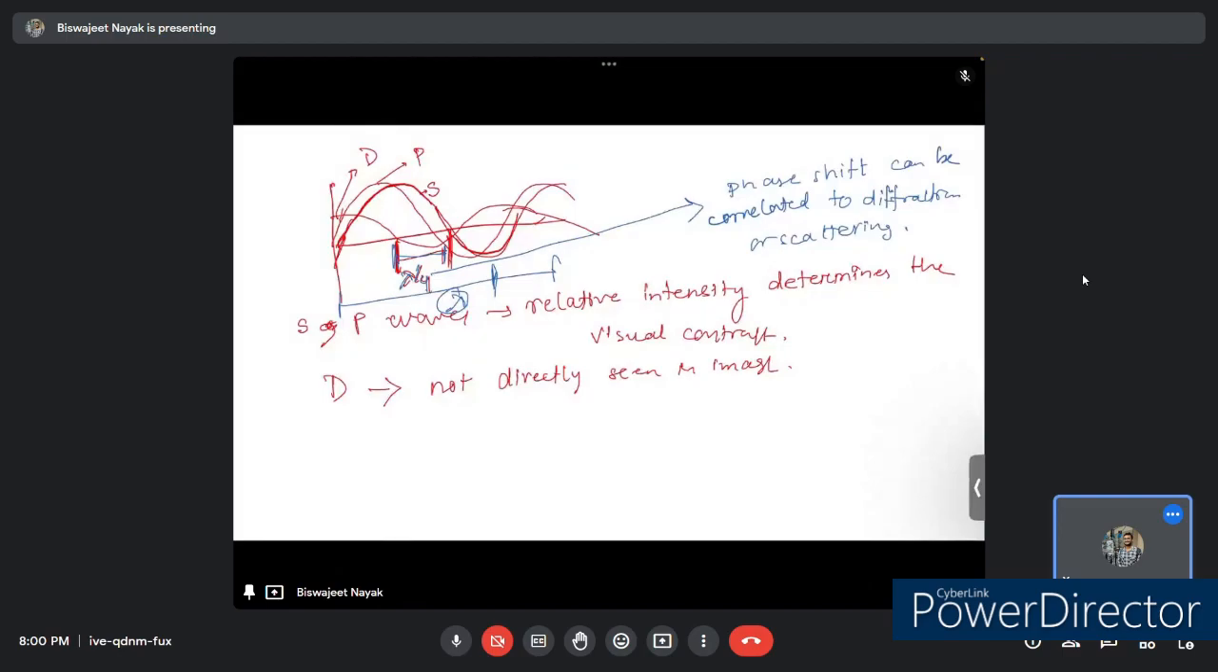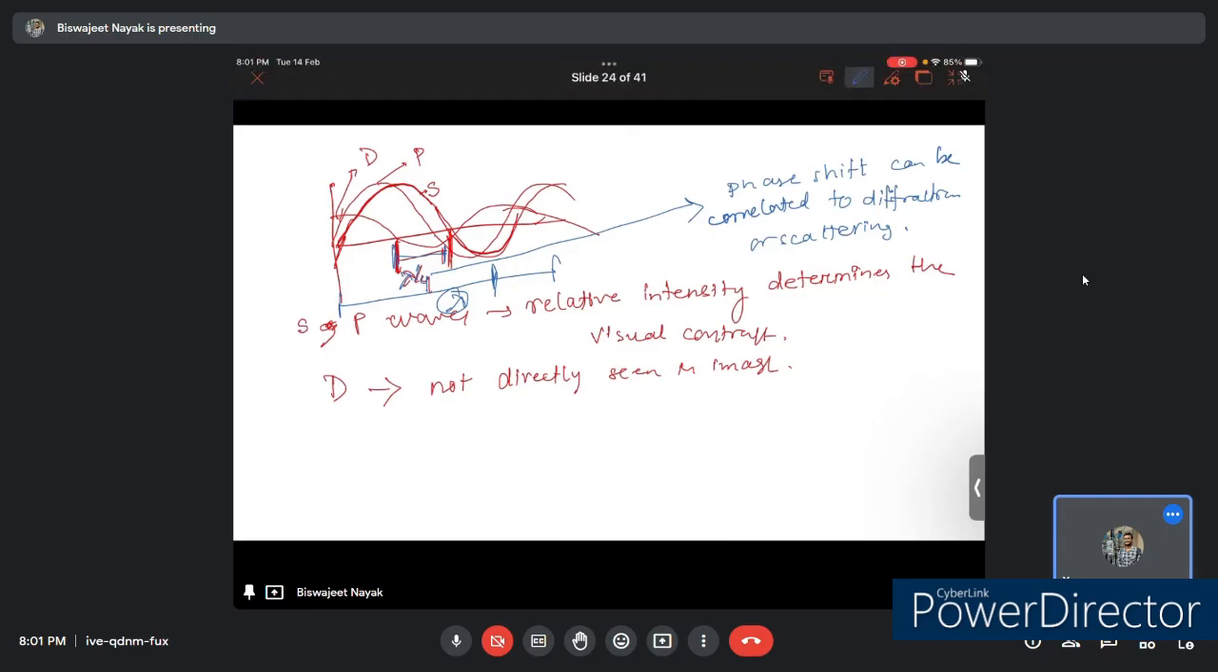This P wave resulting from the interference between D and S wave is retarded relative to the S wave, as we can see here, by only a small amount, that is lambda by 20, and has amplitude kind of similar to that of S wave.